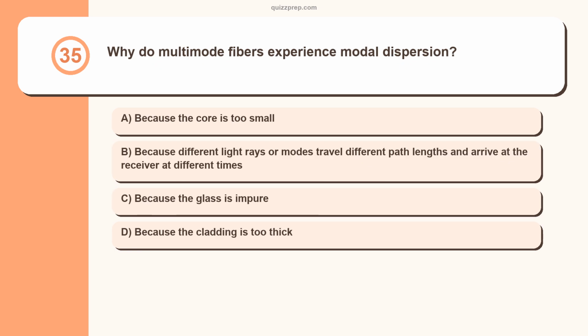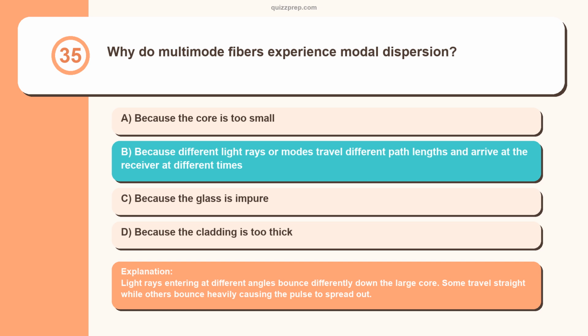Question 35. Why do multimode fibers experience modal dispersion? Because the core is too small. Because different light rays or modes travel different path lengths and arrive at the receiver at different times. Because the glass is impure. Because the cladding is too thick.